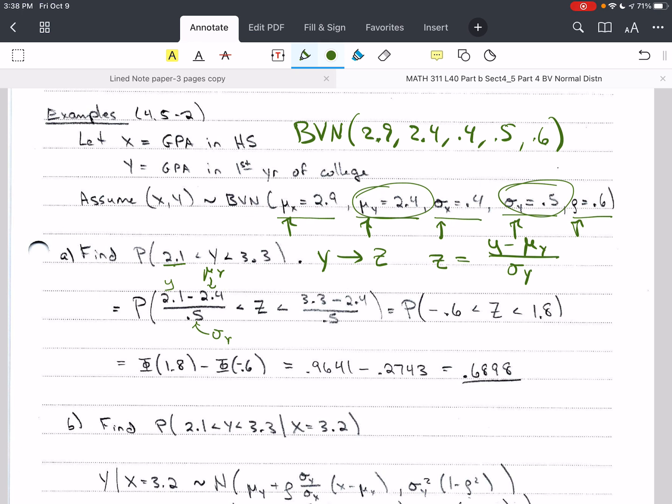I've skipped a little step here where I did the subtraction and just said that's going to be Z. We know that Y minus mu of Y over sigma Y is going to be Z. And then I did the same to 3.3: I subtract the mean, divide by the standard deviation. When you work this out, it nicely becomes negative 0.60 and 1.80. And so this is phi of 1.8 minus phi of negative 0.6.